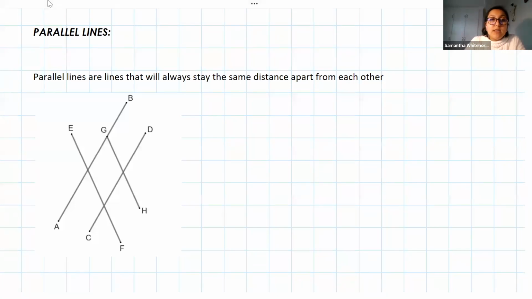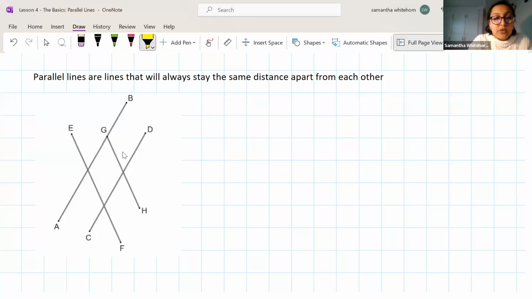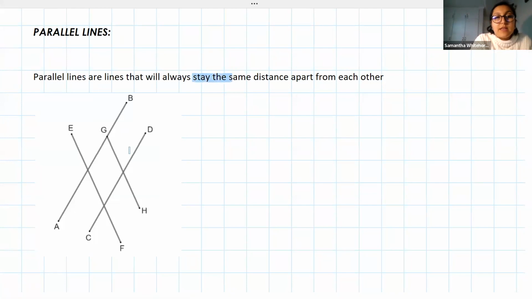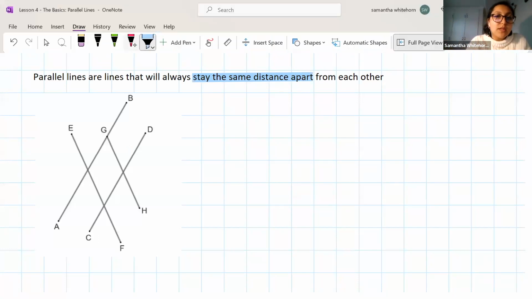So very importantly, guys, parallel lines are lines that have a very special relationship with each other, whereby they will stay the same distance apart from each other for their entire length. So if they go on to infinity, they will stay the same distance apart. Essentially, they never touch each other or intersect with each other. What this essentially means is that they run in the same direction.